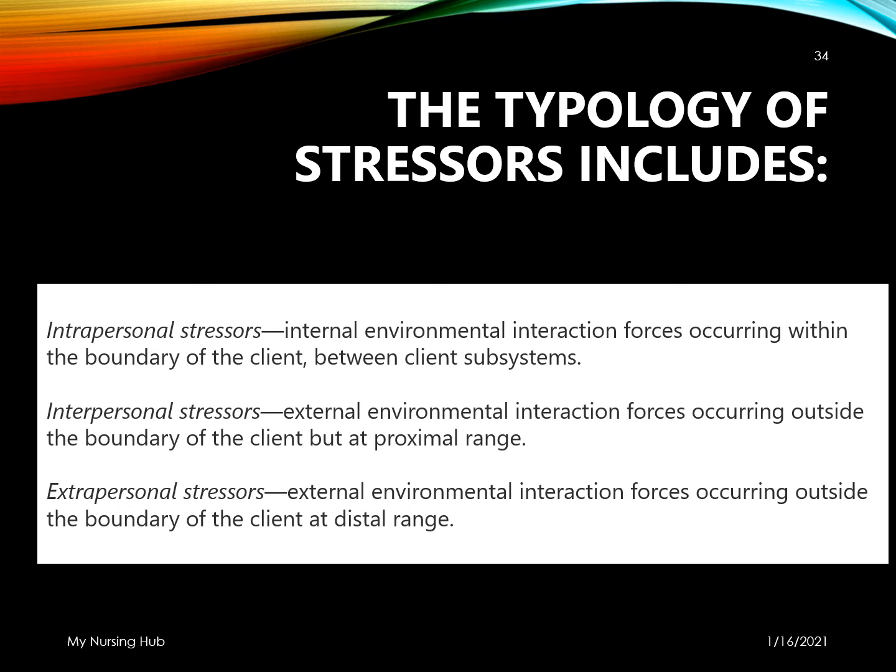Then comes the interpersonal stressors, the external environmental interaction forces occurring outside the boundary of the client but at a proximal range. For example, if I am the person and I am having some stressors, the interpersonal stressors are coming from my family. And if I am considering my family as the client system, the interpersonal stressors are those coming from my family's neighborhood, or other families, other relatives. Okay. Then come the extrapersonal stressors, the external environmental interaction forces occurring outside the boundary of the client at a distal range.